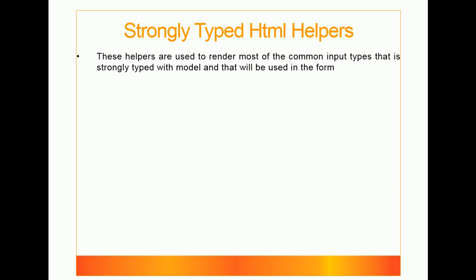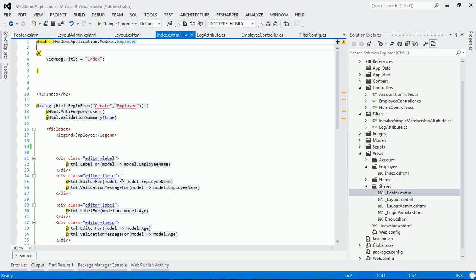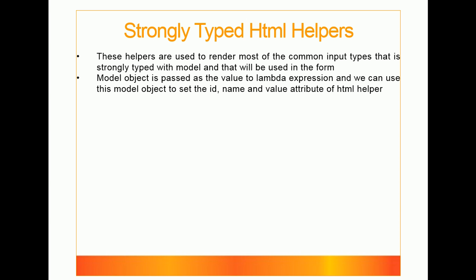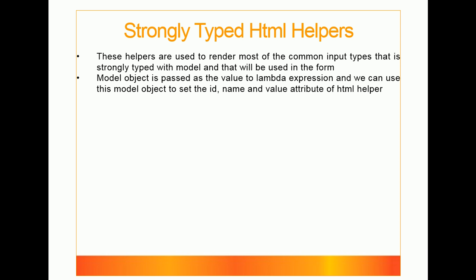These helpers are used to render most of the common input types, that is, strongly typed. A model object is passed as a value to the lambda expressions, and we can use this model object to set the ID, name, and value attribute of the HTML. Here you can see we have passed the model object as a lambda expression, and we can also use this model to set the ID, name, and value attribute of the HTML helper.